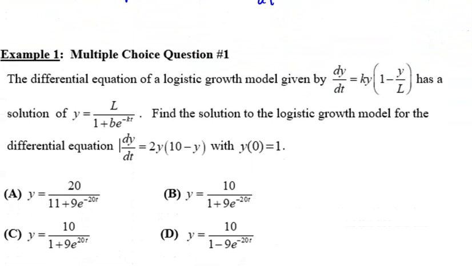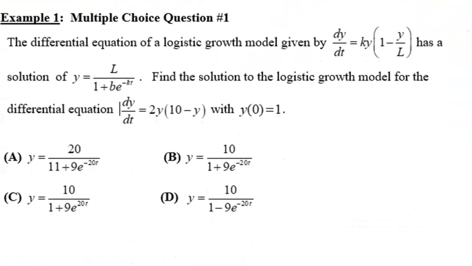Okay, so let's look at a few questions. For the first one, again, we have a logistic growth function, and it says find the solution to the logistic growth model for the differential equation that's given. So we have dy over dt equals 2y times (10 minus y). Now this one's written slightly differently from this form right here, but we can get it into this form by dividing everything by 10. I'm picking a 10 because I want this value right here to be a 1.